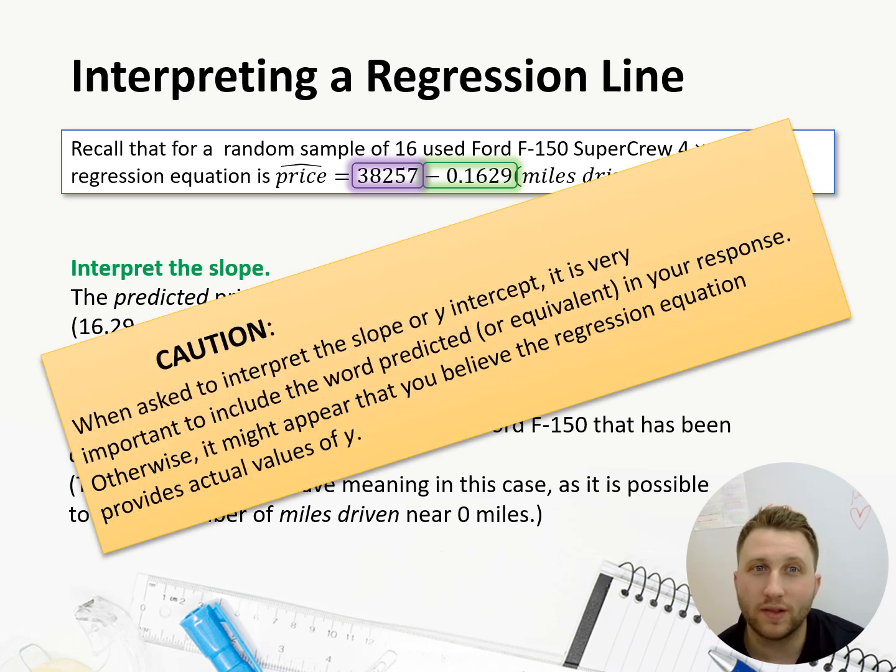But what I really wanted to highlight on this slide was the fact that it's really, really important that you use the word predicted or expected or on average, something that shows the reader that you understand that the increase in y for every 1 unit increase in x is the expectation or what you're predicting to happen, not necessarily what will actually happen in practice.